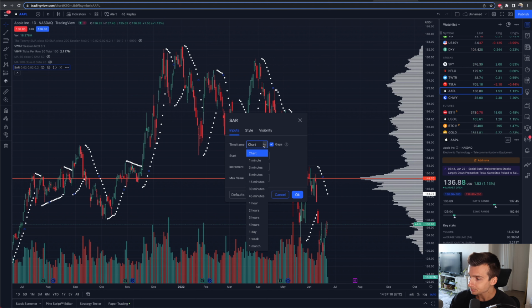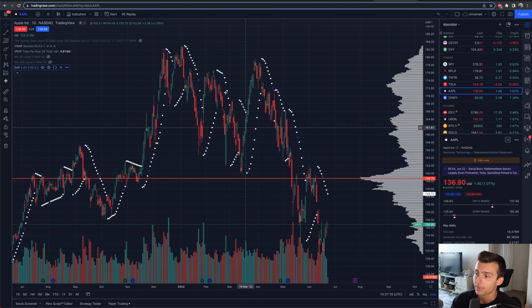Okay, at the end of the day, I'm going to leave it there as chart. Again, we're going to leave these as the default settings, okay? And now what we have is the Parabolic SAR pulled up. On the right-hand side, you see the volume right here. That is the volume profile.